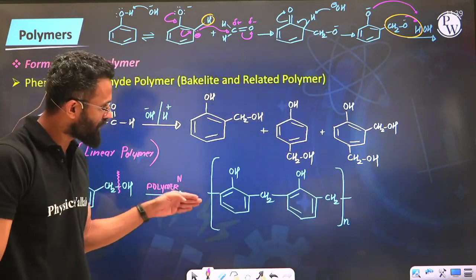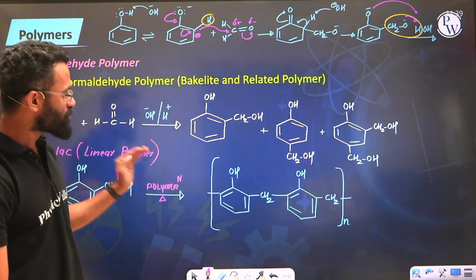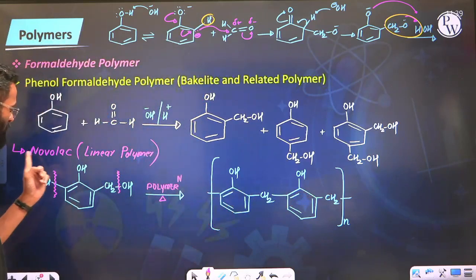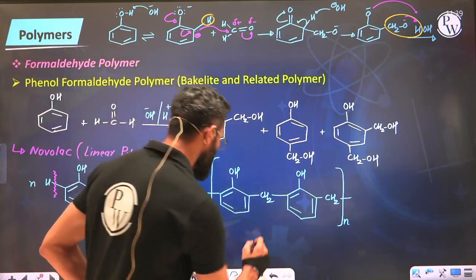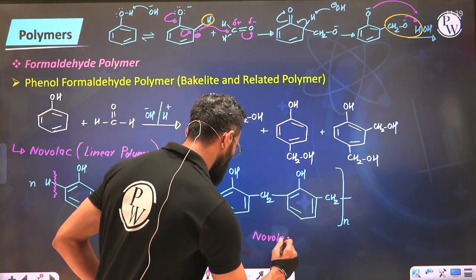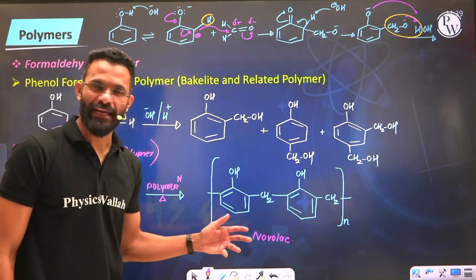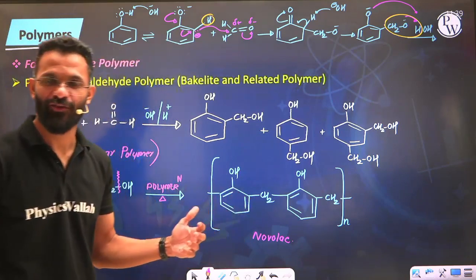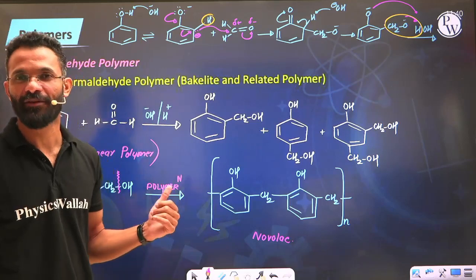So don't we have a linear polymeric chain obtained by condensation of formaldehyde and phenol? So the linear polymer of phenol and formaldehyde is what we call Novolac, or also referred to as Resol, like I said, R-E-S-O-L. So here we have got Novolac. Now look, this is a linear polymer of phenol and formaldehyde. Likewise, there exists a cross-linked or network polymer of phenol and formaldehyde called Bakelite, which is what we have been asked in previous exams as well.